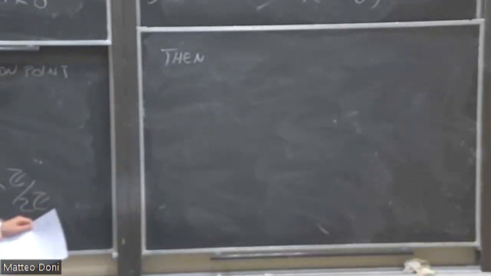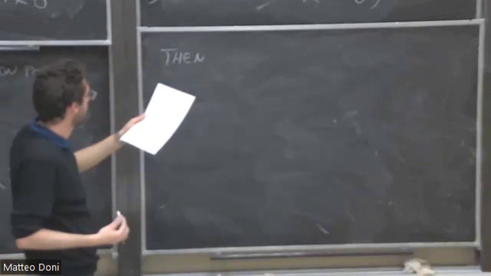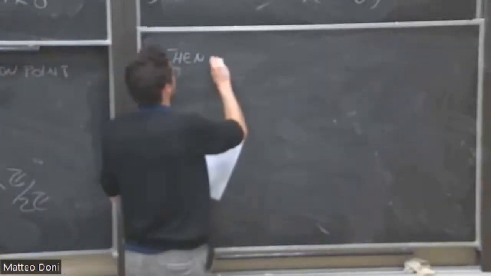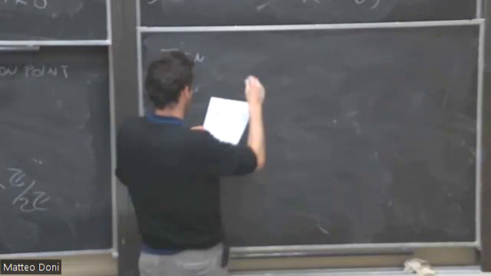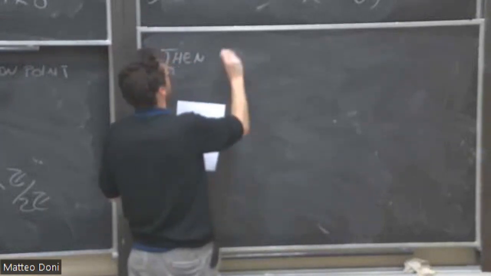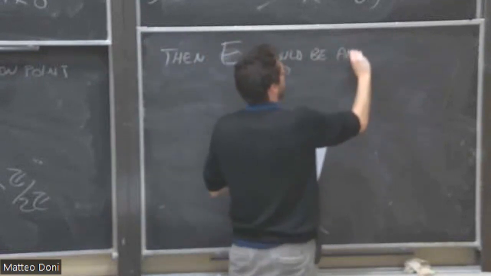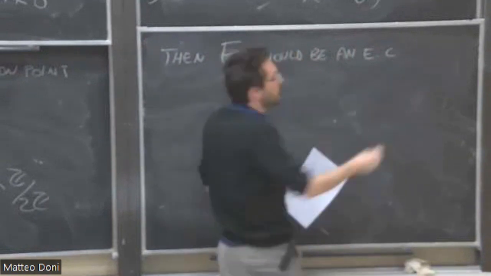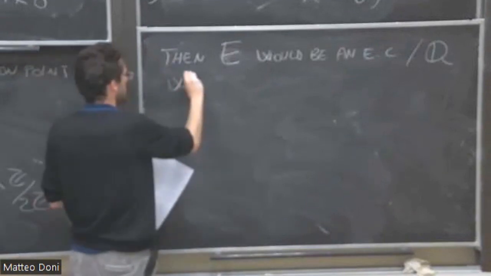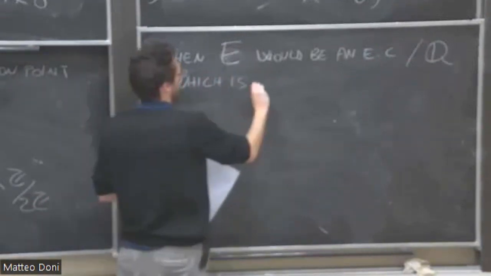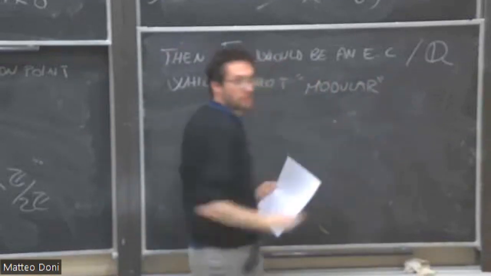Okay, I was saying that if I take this elliptic curve, assuming that this is a non-trivial solution, then for some technical reasons which are very difficult to explain, this curve E would be an elliptic curve defined over the field of rational numbers which is not modular. What does modular mean?